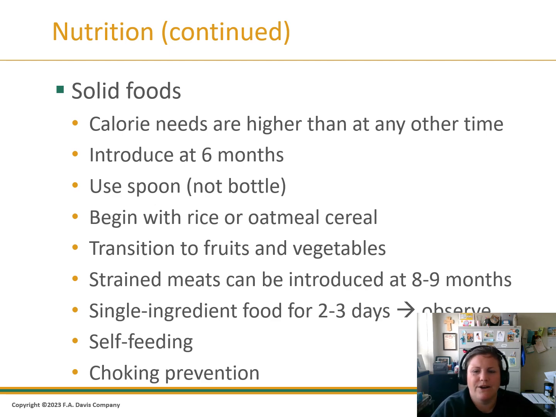When the baby is about 8 to 9 months, they can have strained meats. Even some brands make jars of meat that can be given to them at that age. And then for self-feeding, we want to introduce that when the baby's able to sit by themselves and can hold their neck up steady and keep food in their mouth.